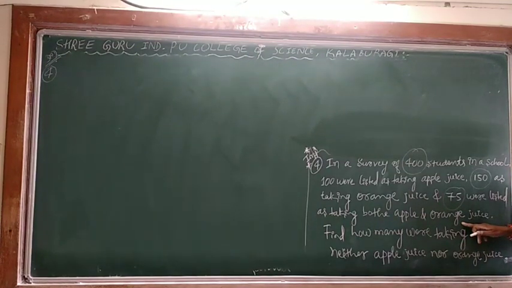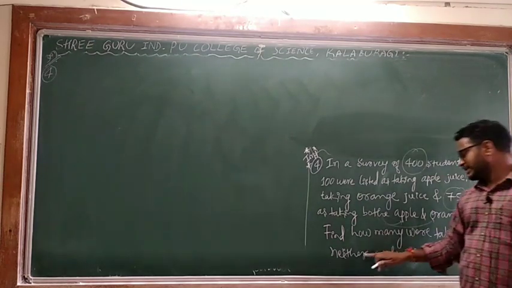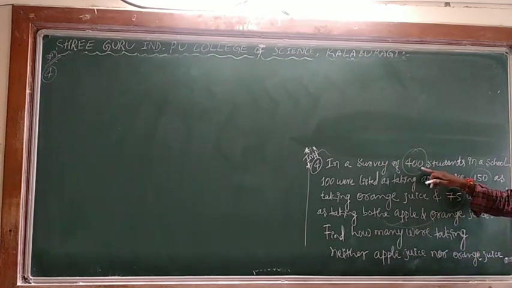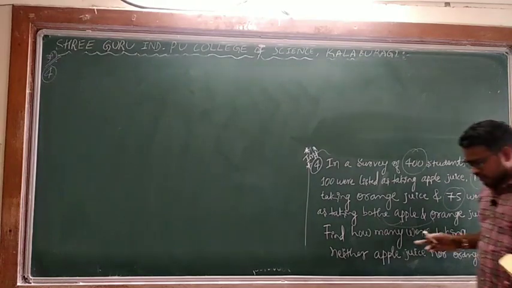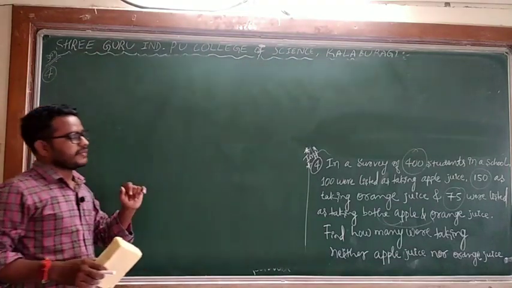We can say as taking both apple and orange juice. Both means it is the intersection. Find how many were taking neither apple nor orange. Means we have to find out who are not taking apple juice nor orange juice. He has given a total of 400 students, but out of these 400, only 100 were taking apple juice, 150 are taking orange juice, 75 were taking both apple and orange. Means we have to find out how many are taking apple or orange juice. Using that, we have to find out neither apple juice nor orange juice.